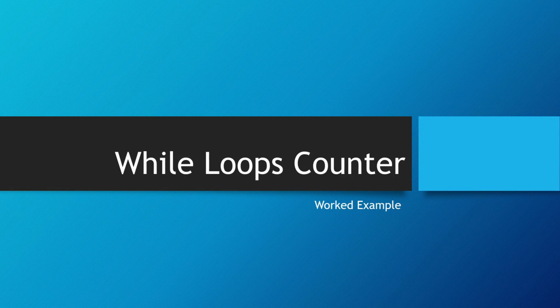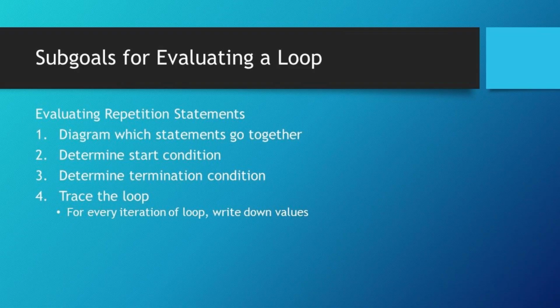In this video, we will be looking at a while loop counter example problem. The subgoals for evaluating a loop are: 1. Diagram which statements go together. 2. Determine the start condition. 3. Determine the termination condition. 4. Trace the loop. For every iteration of the loop, write down the values.